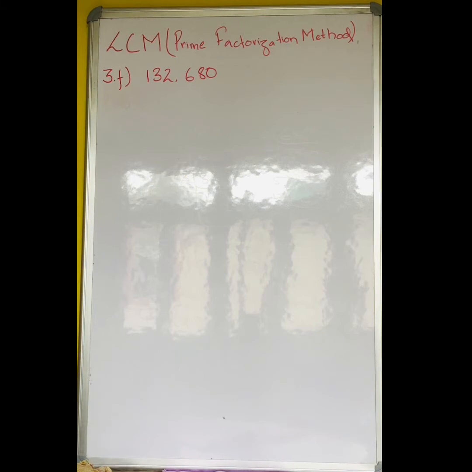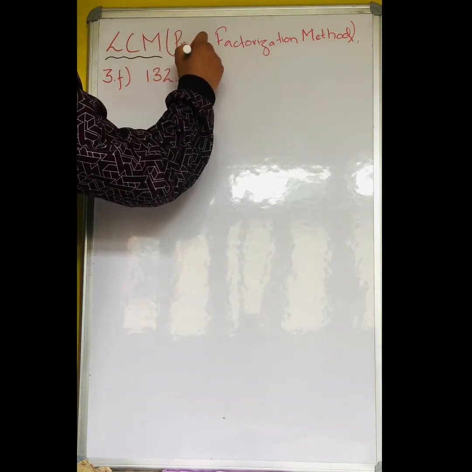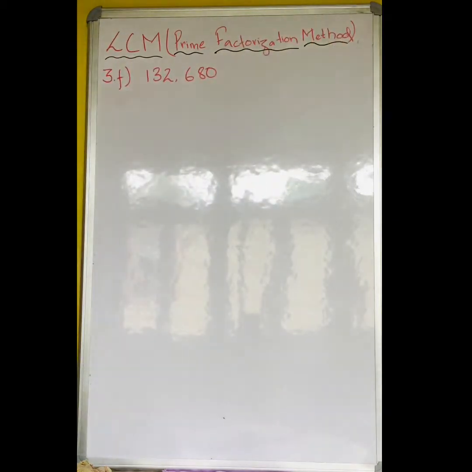Today I will do question number 3 and 4, one each from exercise 2.3. In question number 3 we have to find the LCM using the prime factorization method, which is very easy. So in this video we will learn finding the LCM using the prime factorization method. In question number 3 we have 132 and 680. We have to find the LCM using the prime factorization method. So let us do this question.